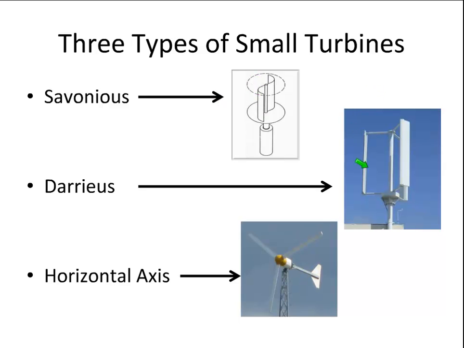The same with the Darius, wind can come from any direction, but it's different in the fact that it has airfoils for blades. This does not have airfoils for blades, thus it's predominantly a drag machine. This has airfoils, thus it has a lot of lift and a little bit of drag. And those lift forces cause that to be able to spin much faster than this type of machine. The horizontal axis turbine, similar to the Darius, has airfoil blades, and those airfoil blades cause that to be able to spin much faster. And we'll talk about some of the pros and cons of these different designs.